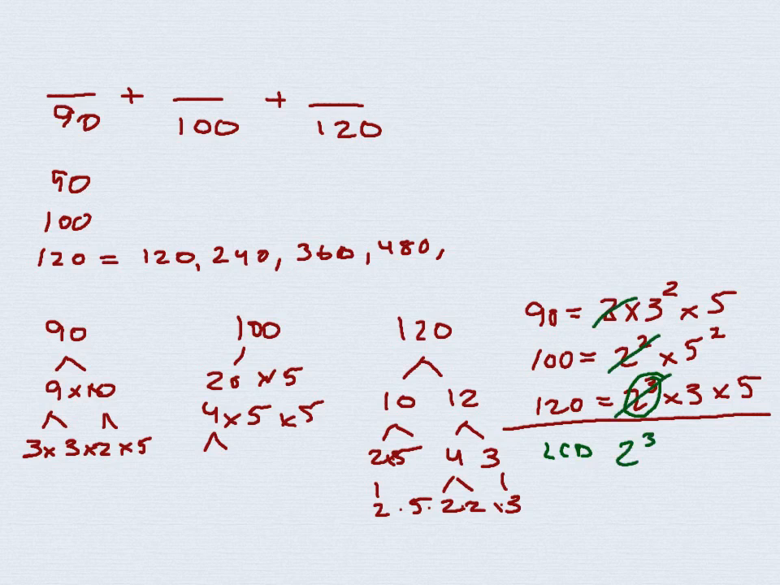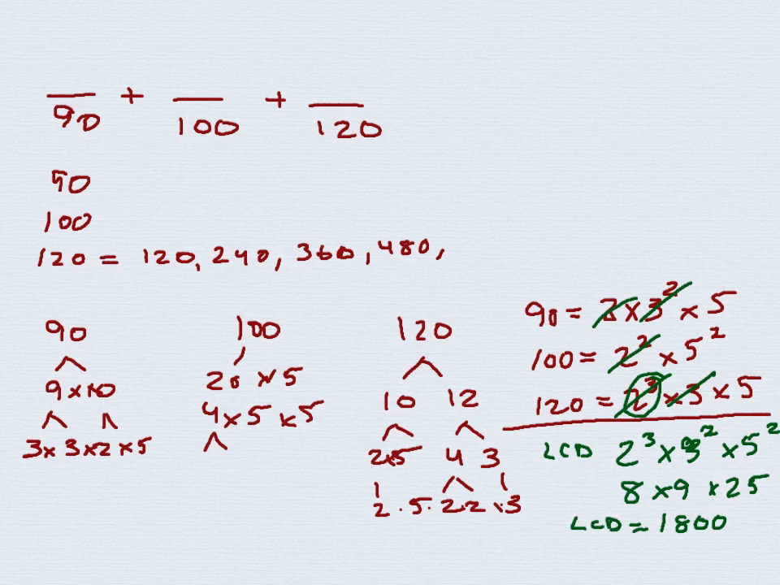3s. Do we have any 3s? We have a 3 in the 120. We have a 3 squared in the 90. Got to use the biggest, so 3 squared is the same thing as a 9. Do we have any 5s? Yes, we do. We have 5 squared in 100. So the lowest common denominator is going to be the product of all these. 2 to the third is 8. 3 squared is 9. And 5 squared is 25. So 25 times 9 times 8, 1800, which is a really big denominator.